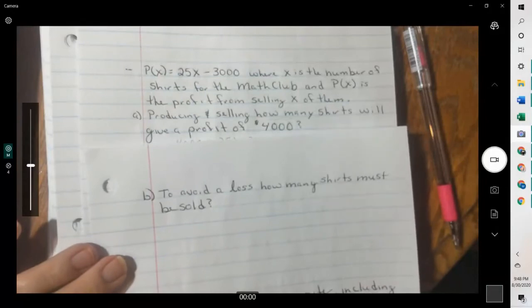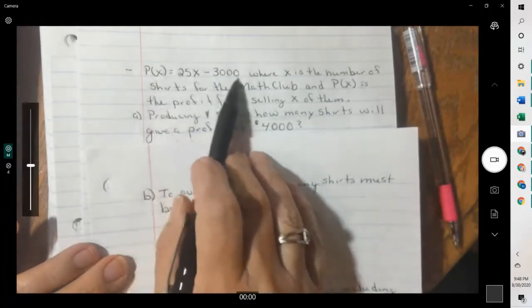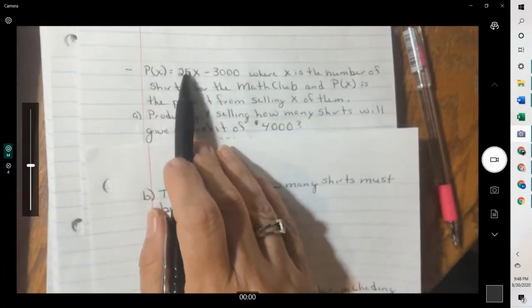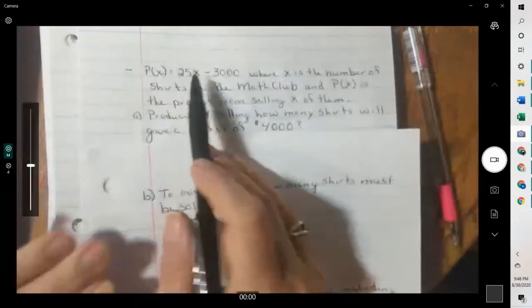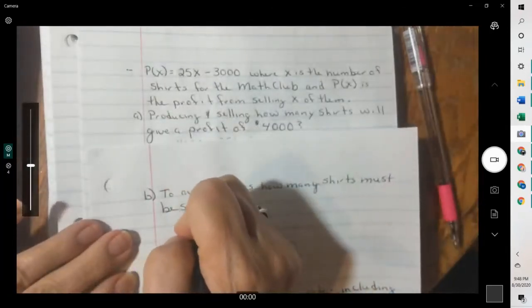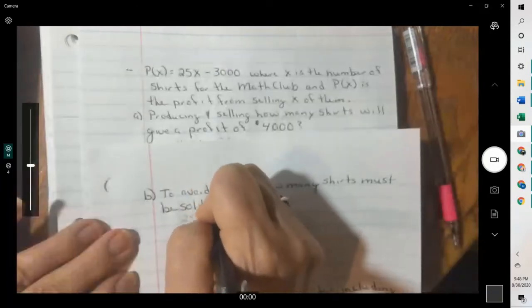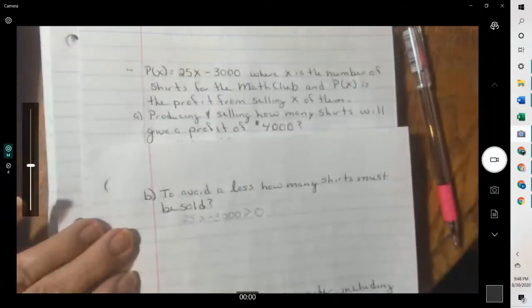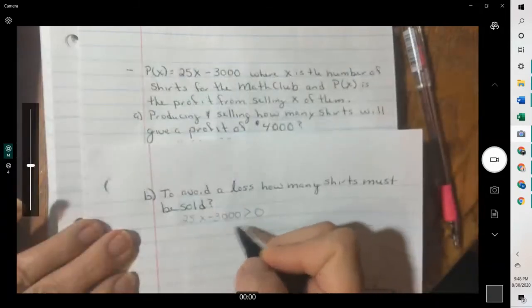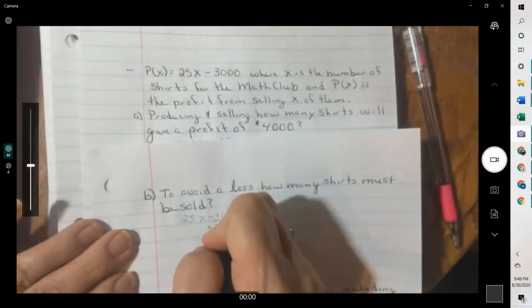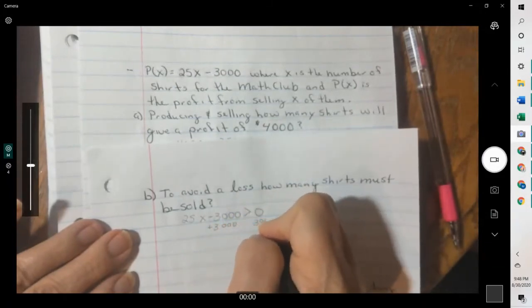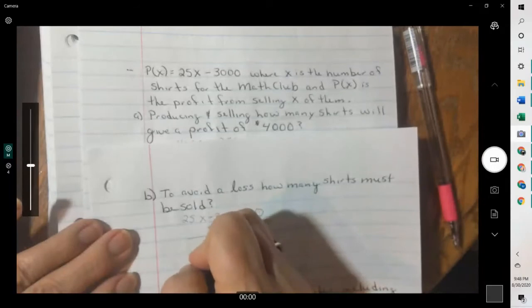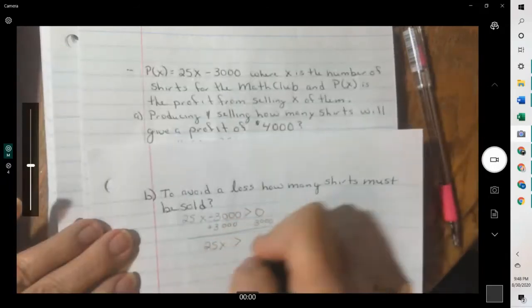To avoid a loss, how many shirts must be sold? Well, if this is our profit function, if we're going to have a loss, that means it's negative or less than 0. So as long as 25x minus 3,000, which is our profit, is greater than 0, we won't have a loss. When we solve this, we'll add the 3,000 to the other side. 25x is greater than 3,000.